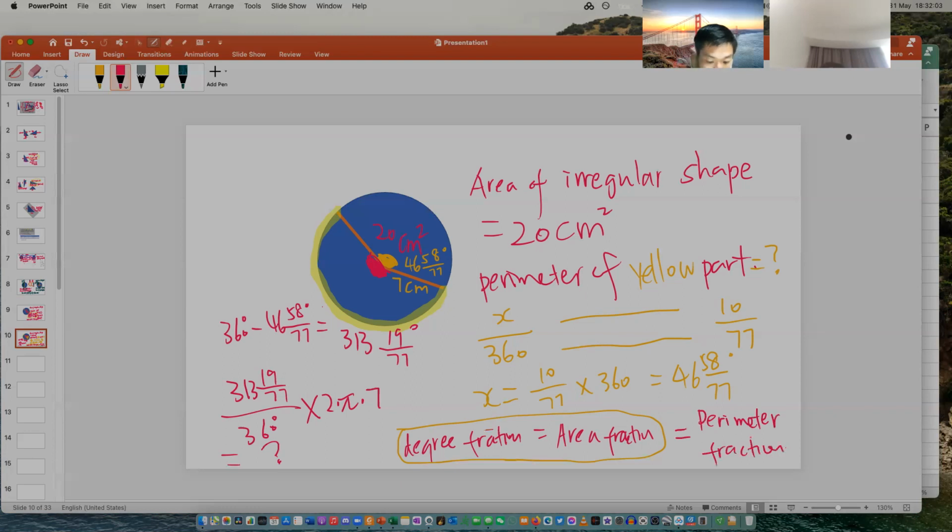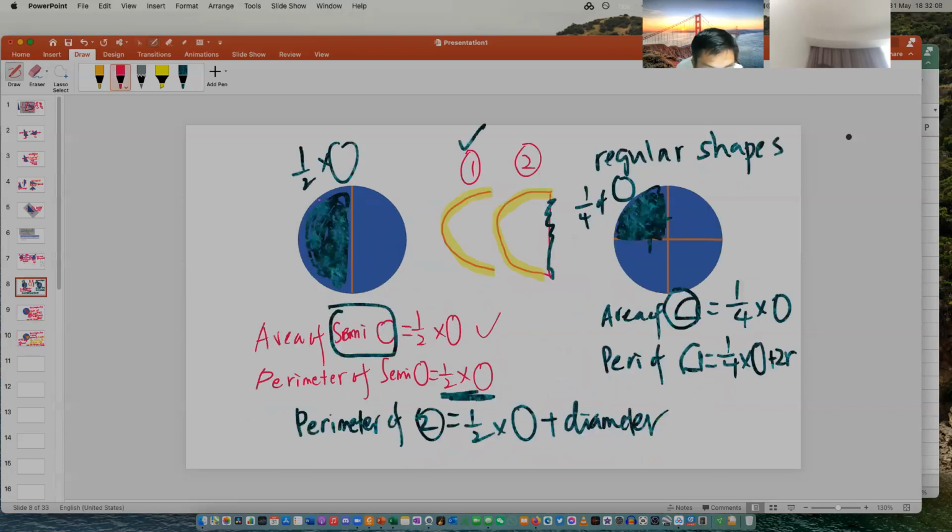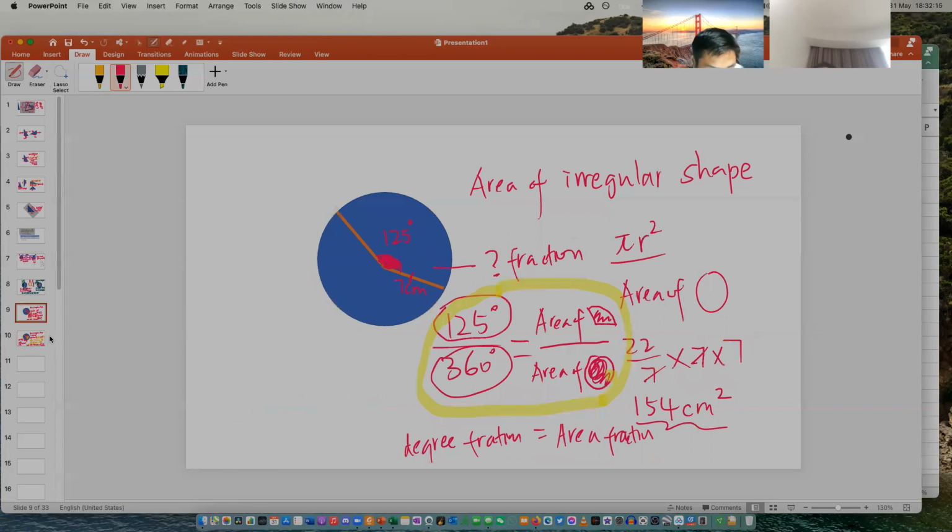Your school has taught you the regular shapes: half circle, quadrant, quarter circle. So I go one step further to talk about the area of irregular shapes. The key is to find out this fraction. If you are given 125 degrees, you need to find out what the fraction is. Once you have this fraction, you just times it by the area or perimeter of the circle. Does it make sense?